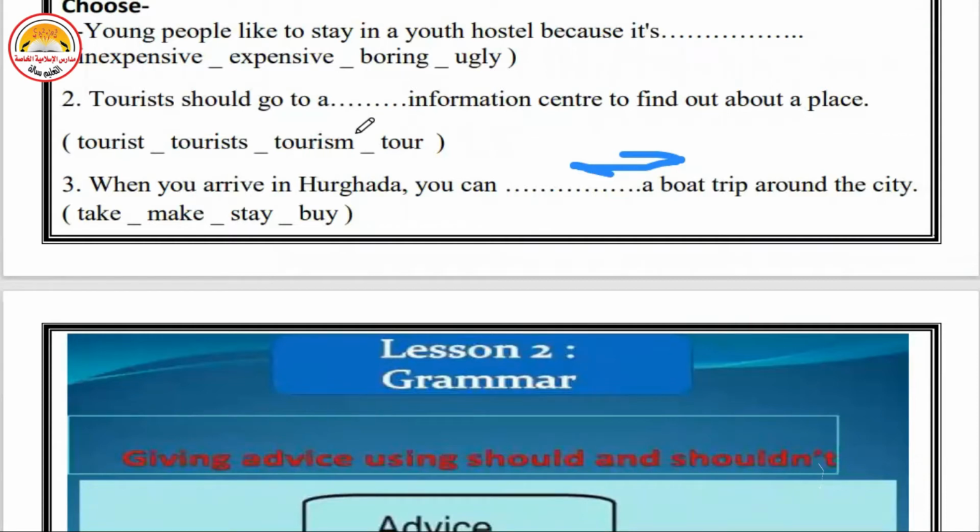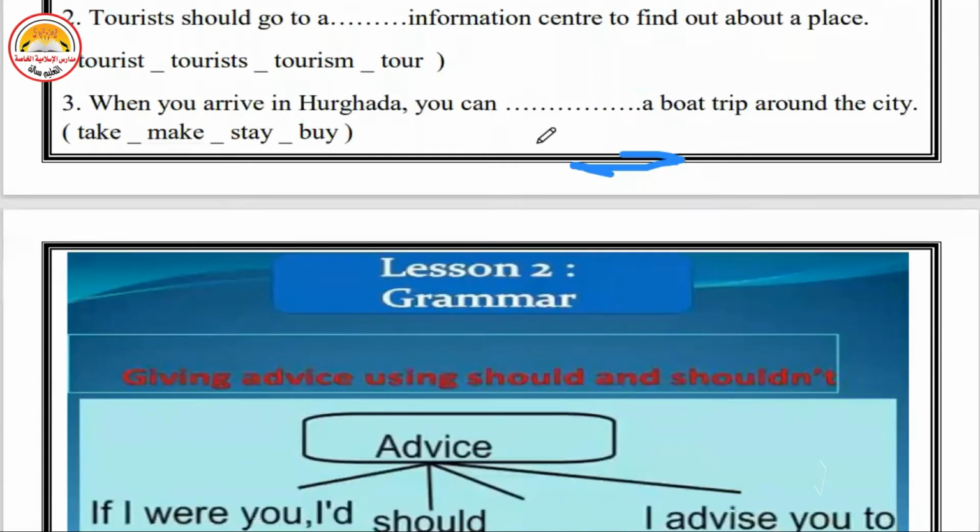Tourists should go to a tourist information center to find out about a place. Marwan. Tourist information center. Okay, good. Next.